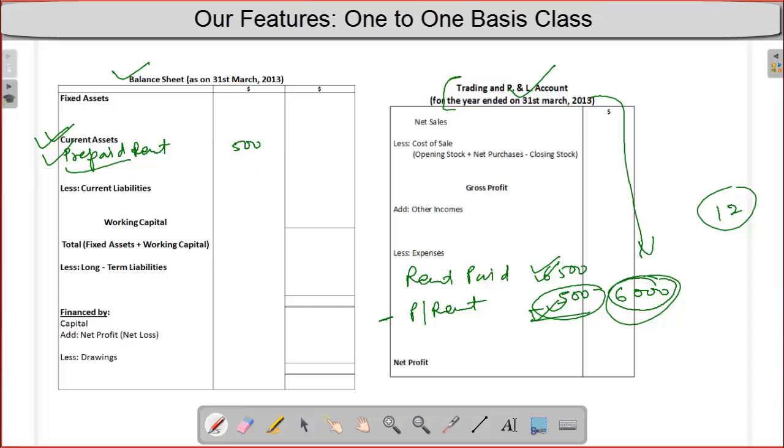Got it? And why it is asset? Because we paid this money in advance, isn't it? This amount I paid in advance, so I will get benefit in future. So that's why it is our asset. In future I will get benefit of this 500. So that's why it is our asset. It is not our liability, isn't it? So understood this adjustment?